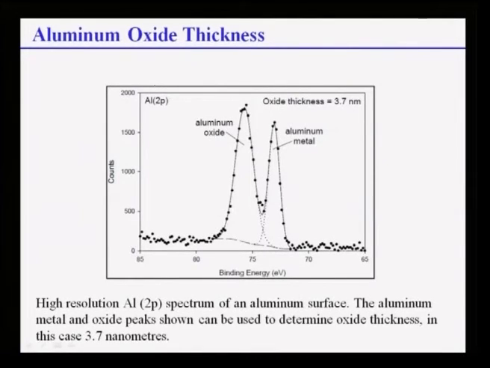Let us see what happens for aluminum. Aluminum always has some aluminum oxide on the surface, you cannot remove it. So if you look at the Al2p peaks, obviously there will be this aluminum metal and this aluminum oxide. When the oxide thickness is about 3.7, in the high resolution spectrum of the aluminum surface, the aluminum metal and oxide peaks shown can be used to determine the oxide thickness. How is it to be done?